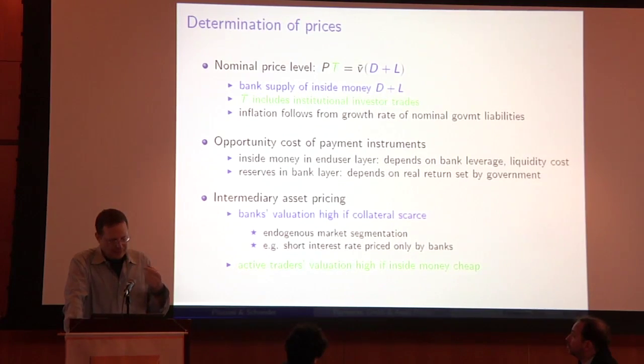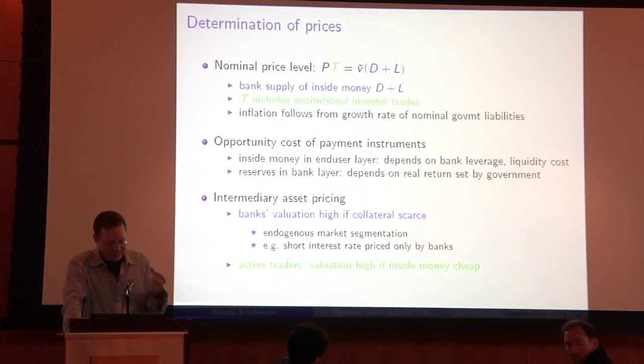In fact, the opportunity cost of payment instruments differs across layers. For the inside money that's used in the end user layer, it depends on what's the cost of banks' leverage and provision of liquidity. Whereas for the reserves that are used in the bank layer, the opportunity cost depends on what's the real return that the government sets by setting an interest rate on reserves and by determining the inflation rate by the growth rate of these nominal liabilities.